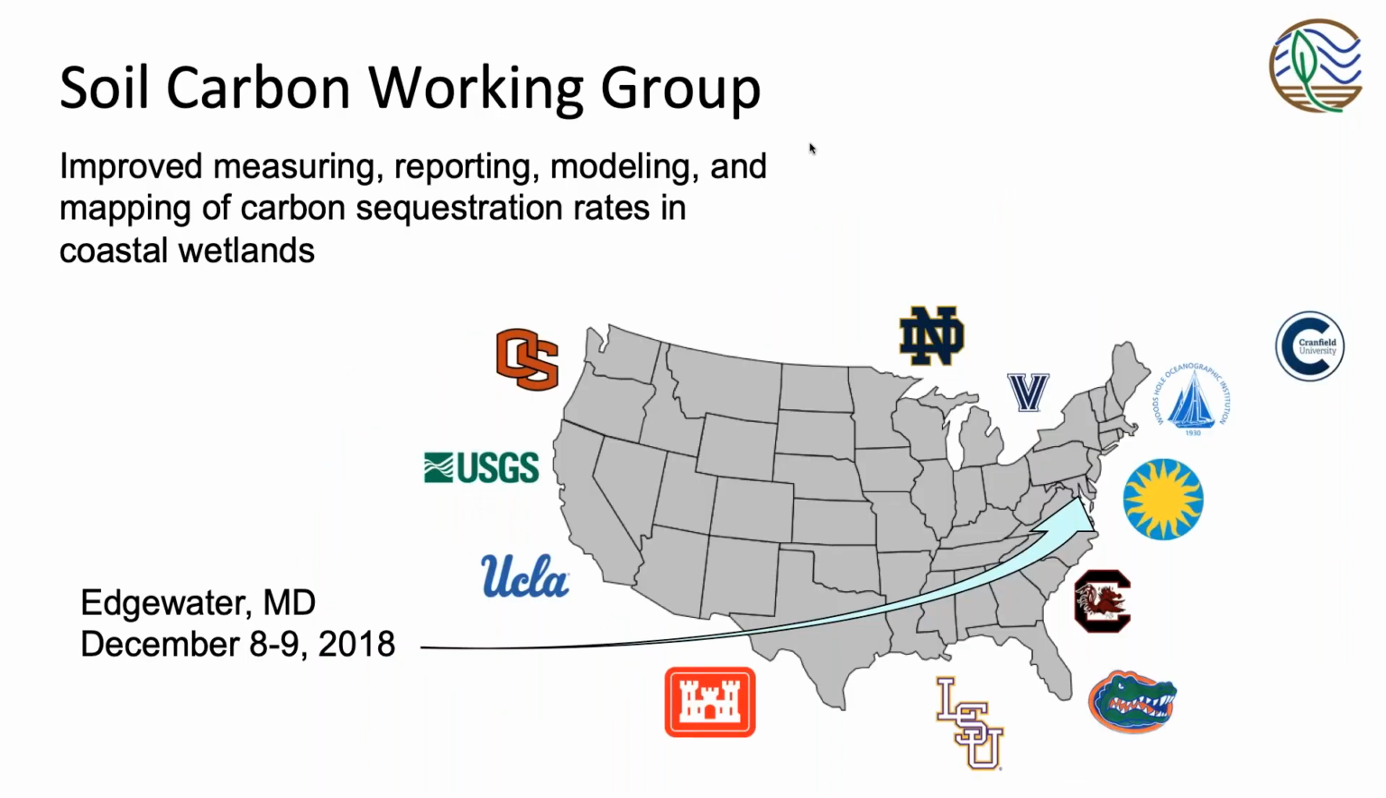Our soil carbon working group has kind of been the guinea pig for this effort. The overall charge of this group is to improve the measuring, reporting, and modeling of carbon sequestration rates in coastal wetlands. We're focused on the contiguous US, but we're really hoping that a lot of the approaches that we propose can be scaled up and implemented in other places around the US.